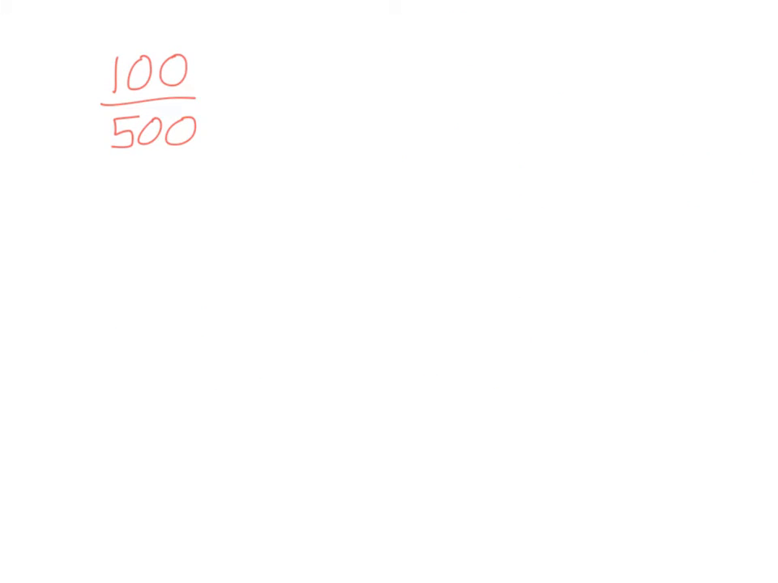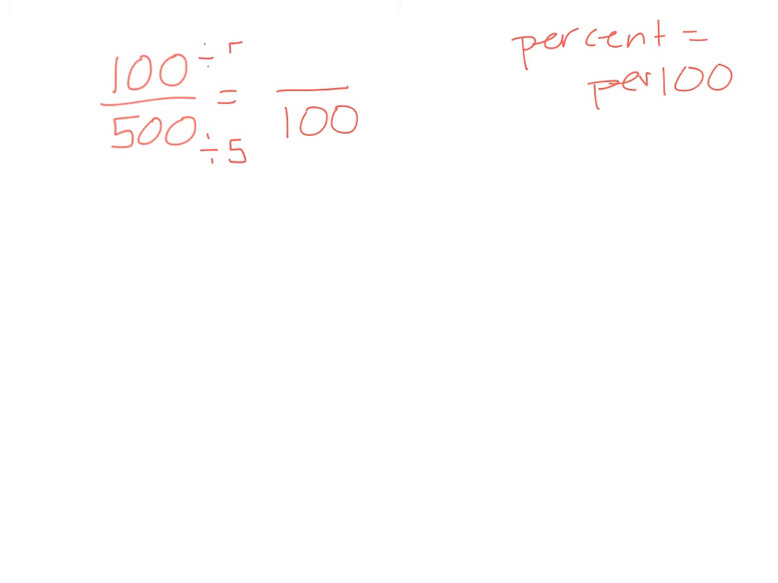What about when the denominator is bigger than 100? Well, we still need to get it down to 100 to be percent, because percent is per 100. So this time, instead of multiplying, I need to divide. If I take 500 divided by 5, that gets me down to 100. So I take the 100 divided by 5, and that gets down to 20. So 100 500ths is the same as 20 out of 100. And 20 per 100 is 20%.